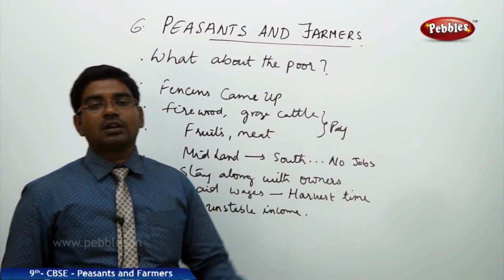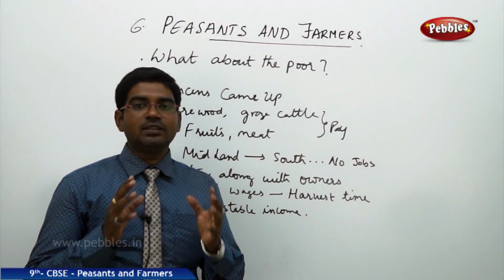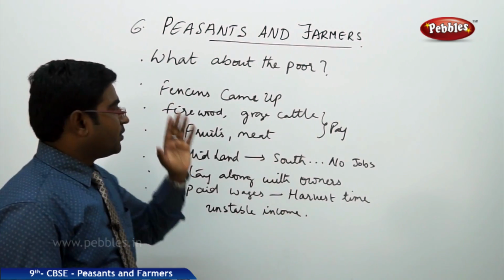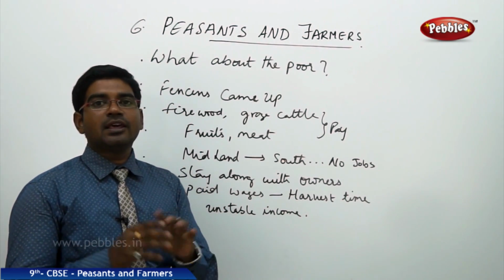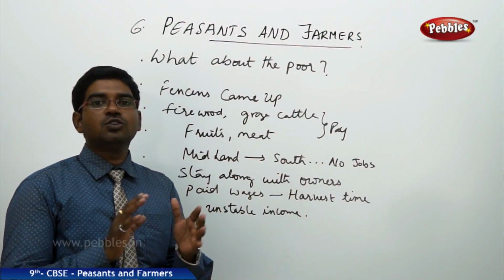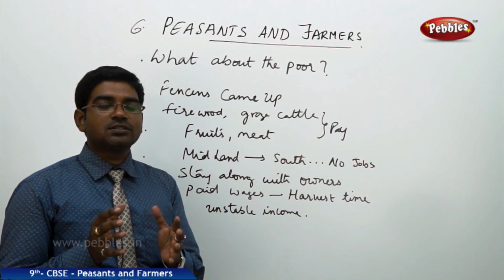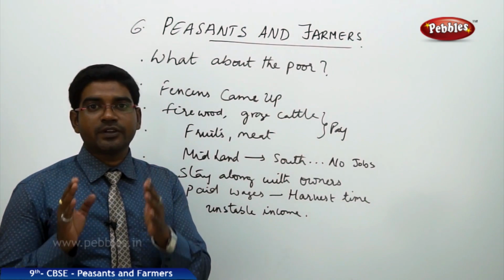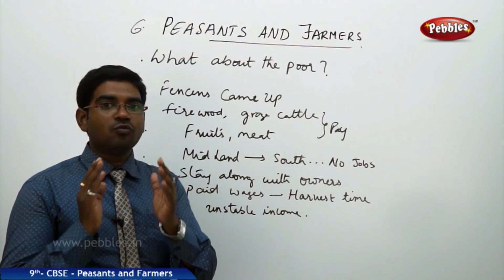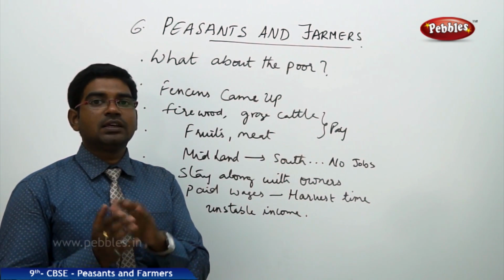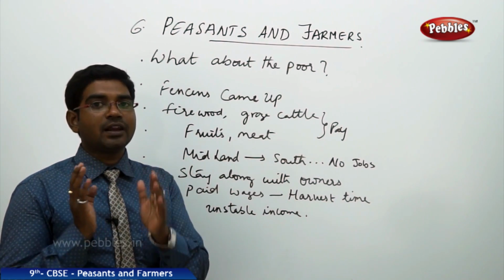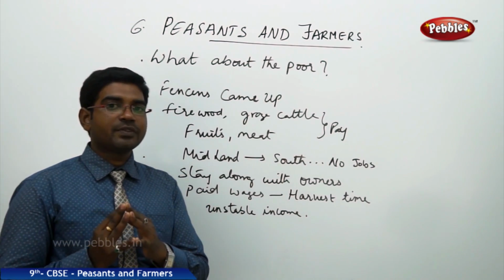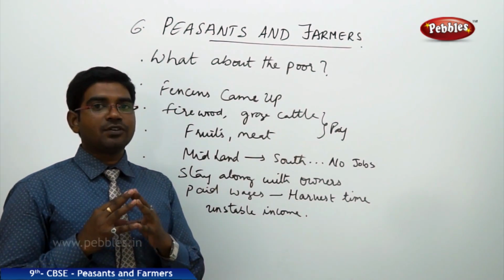What about the poor? What happened to the poor when these kinds of enclosures started to happen? Fencings have come up. Earlier, it was common land where they all used to do their regular activities. Yes, even during that time, they did not have a sufficient amount of income. They had very little income, but still they were able to sustain their life. But as time passed, it became very difficult for them. Why did it become very difficult for them?